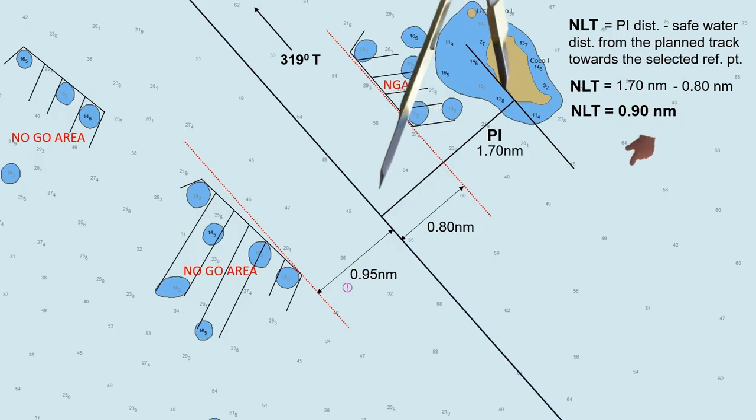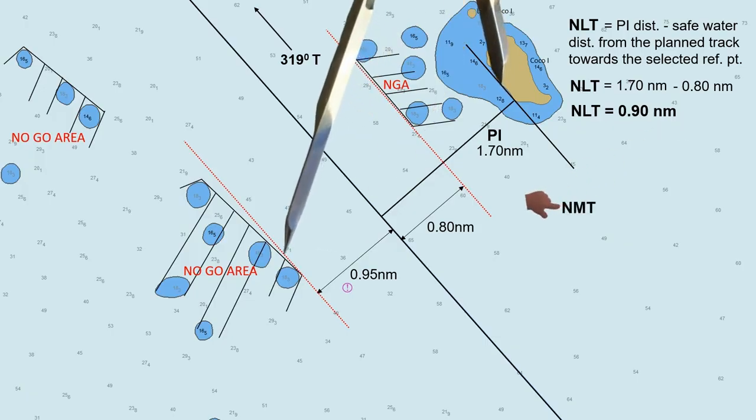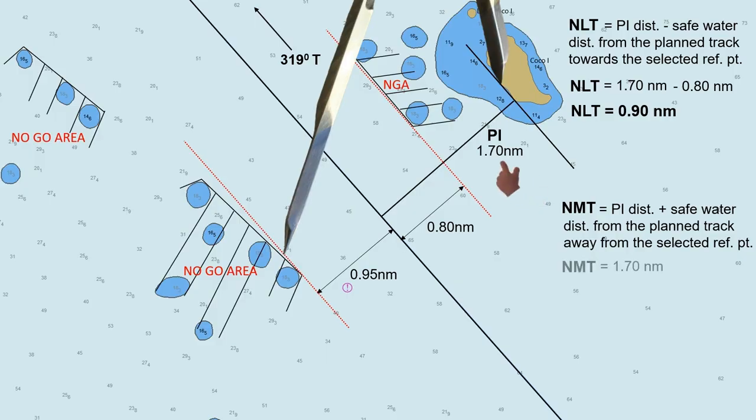To find the not more than or NMT line, NMT is equal to PI distance plus the safe water distance from the planned track away from the selected reference point. So PI distance is 1.70 plus the safe water distance on the port side, which is 0.95. The not more than PI line is 2.65 nautical miles.